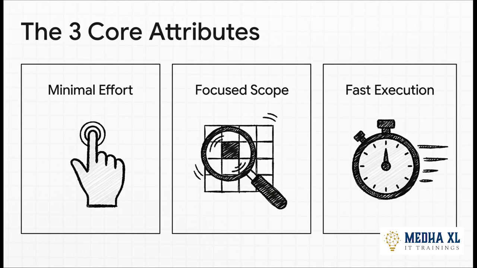It's all about being efficient. Minimal effort means you're not writing some giant new test plan from scratch. Focused scope means you're literally just looking at one tiny part of the software. And because of those two things, you get fast execution. Seriously, we're talking minutes here, not hours.